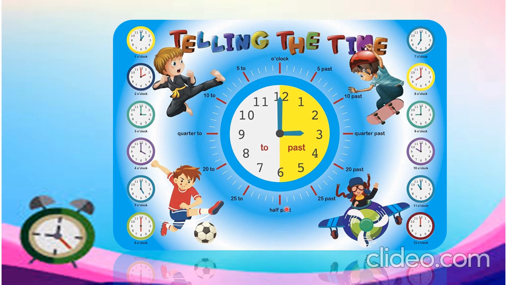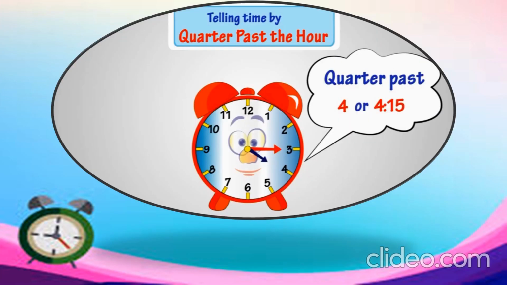Now let us come to the white shaded part. If the long hand is pointing towards 7, it means it is 25 minutes to the next hour. 20 minutes to the next hour. If the long hand is pointing towards 9, it is quarter to. It is 10 minutes to. 5 minutes to. Let us see a few examples based on this concept.